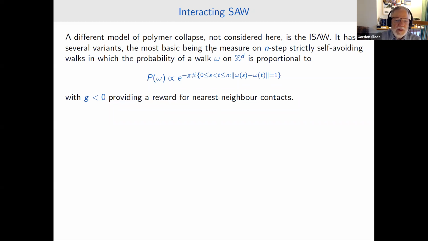So it has several variants. The most basic one is where you have a measure on n-step strictly self-avoiding walks in which the probability of a walk is proportional to e to the minus g times the number of nearest neighbor contacts. So this is the number of pairs of times where the walk is at distance 1 from itself. So if g is negative, then the walk will get a reward for having nearest neighbor contacts. And so it's a self-avoiding walk, but so that makes it want to be extended, but this reward for contacts makes it want to be compact, and the competition of the two is what is responsible for this collapse transition.